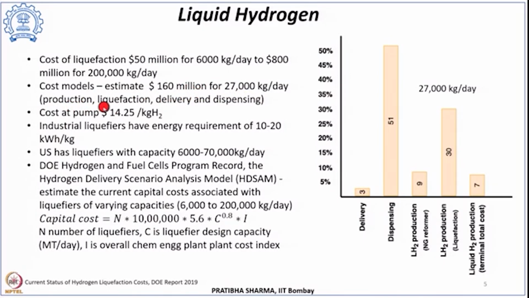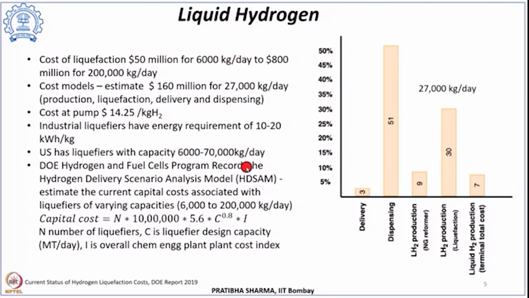Considering all these production, liquefaction, delivery and dispensing charges, the cost at which hydrogen is finally obtained at the pump is roughly $14.25 per kg. Usually these liquefiers are a highly energy intensive process. The energy required in industrial liquefiers is about 10 to 20 kilowatt hour per kg, and there are a variety of capacity liquefiers available. For example, in the US there are small liquefiers with a capacity of 6,000 kg per day, and a larger liquefier having a capacity of 70,000 kg per day of liquefaction.